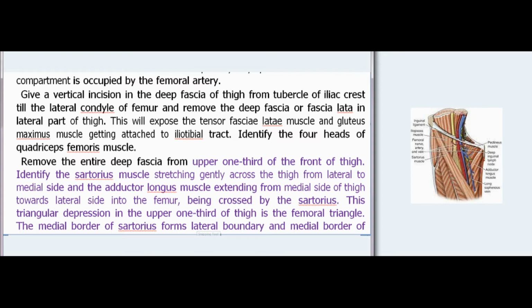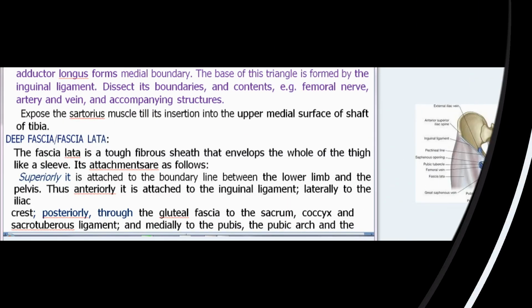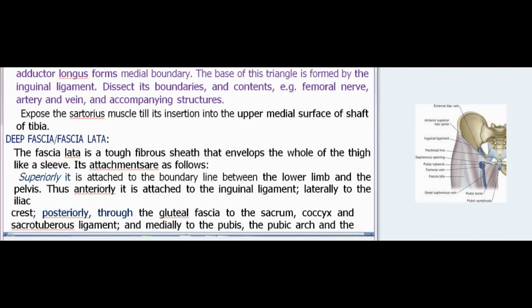Identify the sartorius muscle stretching obliquely across the thigh from the lateral to the medial side, and the adductor longus muscle extending from the medial side of the thigh towards the lateral side into the femur, being crossed by the sartorius. This triangular depression in the upper one-third of the thigh is the femoral triangle. The medial border of sartorius forms the lateral boundary and the medial border of adductor longus forms the medial boundary. The base of this triangle is formed by the inguinal ligament.